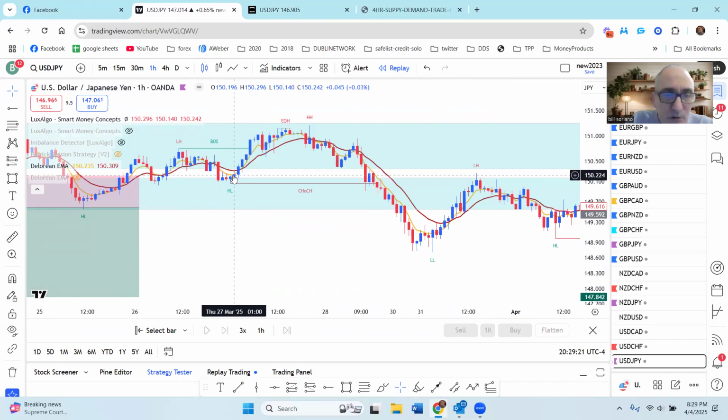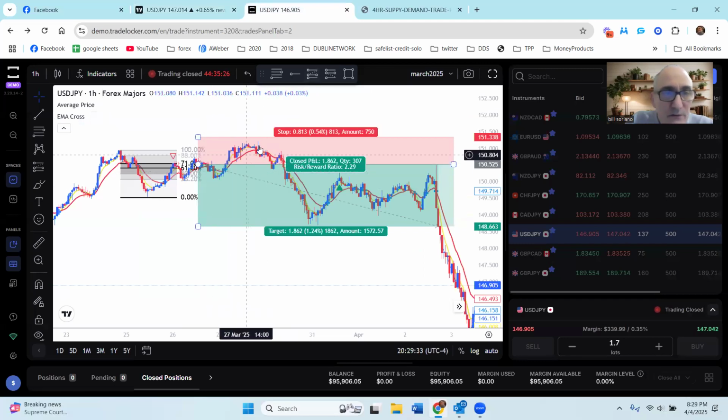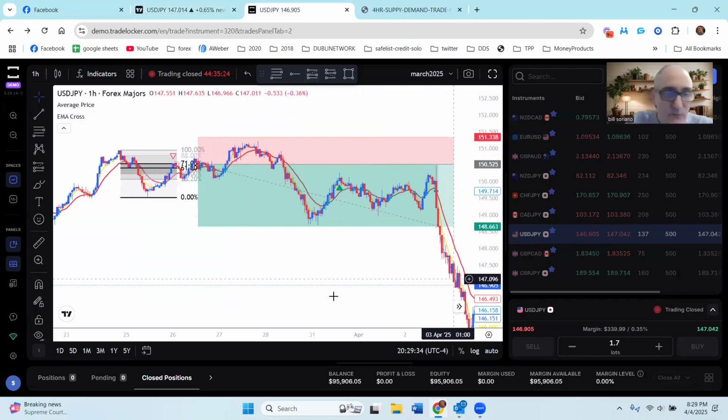So this is basically where I got in this trade, right around here. And again, I was using this 4 hour zone up here, and you can see price doesn't go through it. You can see that as well right here on Trade Locker, and then price goes right down through.